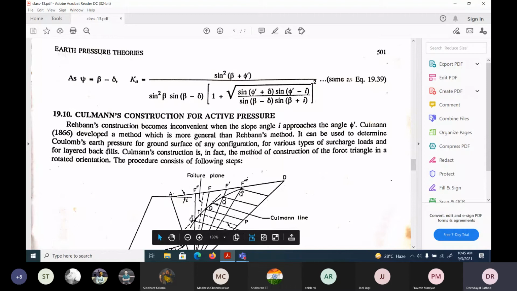And for layered soil, means now we are taking both cohesive soil and cohesionless soil differently. On the back side of the wall, if you have cohesive soil, cohesionless soil, sandy soil, gravel soil, layered soil also, this particular method can be used. That's what Culmann says. So the backfill can be layered soil also, not necessarily clay soil or sandy soil. Culmann's construction is in fact a method of construction of a force triangle in a rotated orientation.